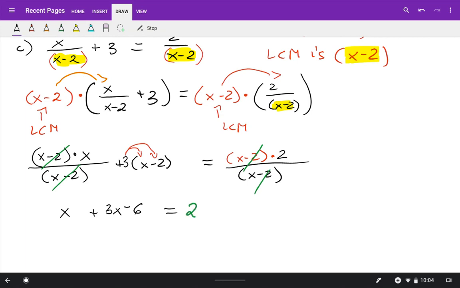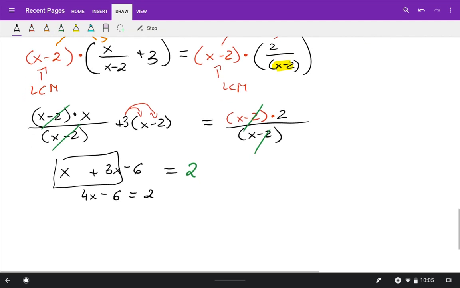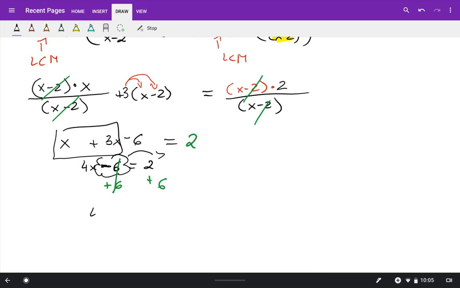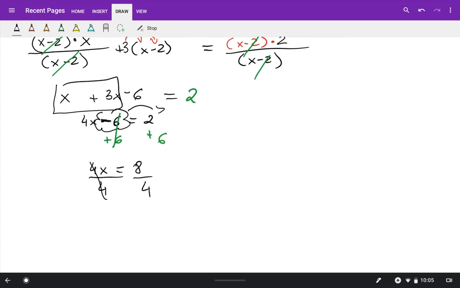Now it's time to combine like terms, so we have x plus 3x, that will give you 4x minus 6 equal 2. It's time to move negative 6 to the right side. Since you see negative, that means we need to add the opposite of negative 6, which is positive 6, to both sides. Okay, that will give you 4x equal to 2 plus 6, which is 8. And to get x by itself, just divide both sides by 4, the coefficient in front of x. And we have x equal to 2.